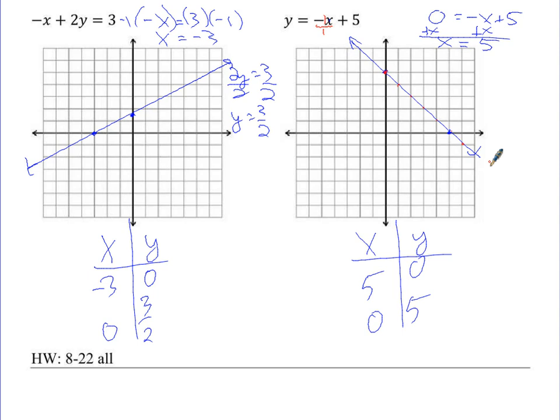You're capable of doing 8 through 22 on your homework. It is all, not odd, 8 through 22. So make sure you do all of them. And I believe there's graphing, so you're going to want graph paper.